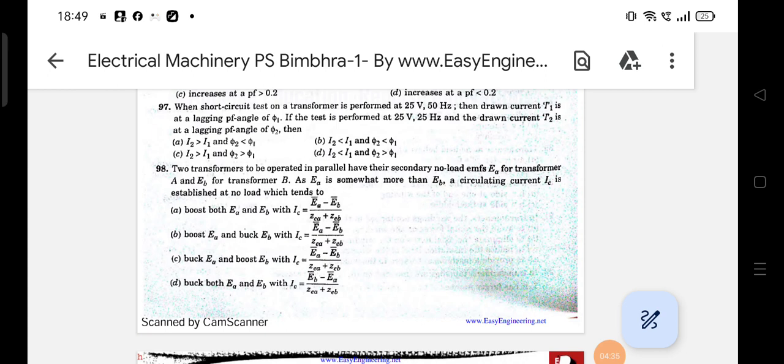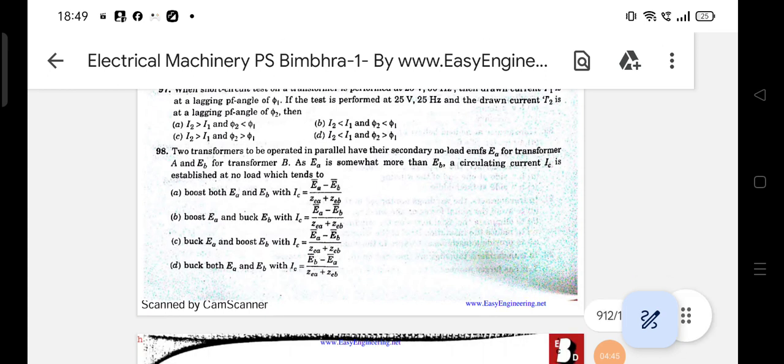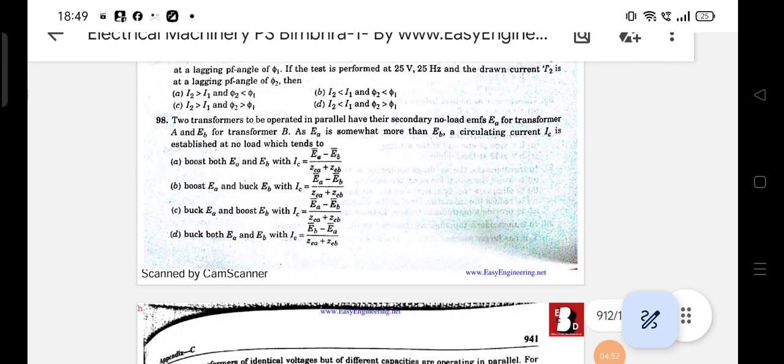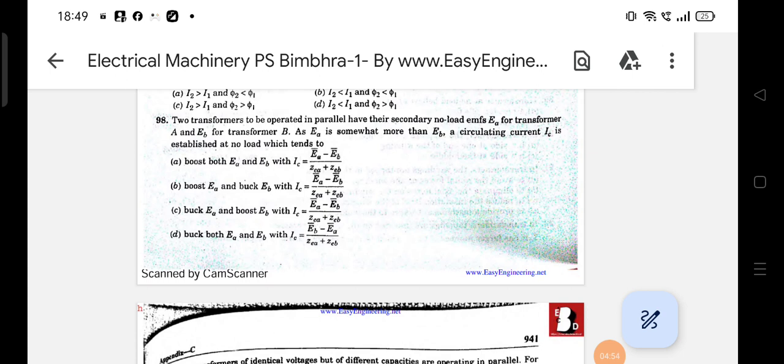In parallel, EA and EB should be equal. To equate those two values, here EA is more than EB, right? That means we need to reduce EA, which means buck, reduction, buck EA. We need to increase EB, right, and boost EB.